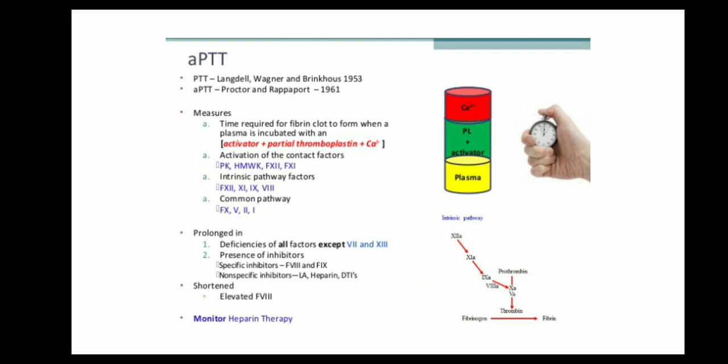It's prolonged in deficiency of all the factors except for factor 7 and factor 13. It is prolonged in presence of inhibitors, specific inhibitors of factor 8 and factor 9, and non-specific inhibitors like heparin. It is shortened in elevated factor 8. It is mainly used for monitoring the heparin therapy. Therein, prothrombin time was mainly used to monitor the oral anticoagulant therapy like warfarin, whereas APTT is mainly used for monitoring heparin therapy.